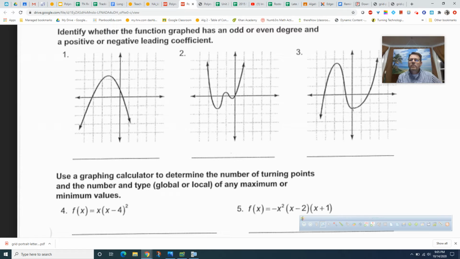What we also take note of is that odds never have globals. They can't, because you have this down arrow and up arrow. You can't have a global max or min with an odd degree.